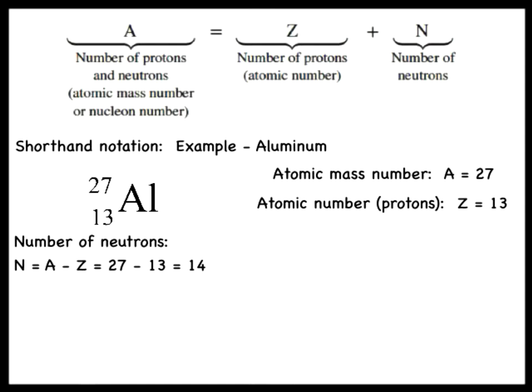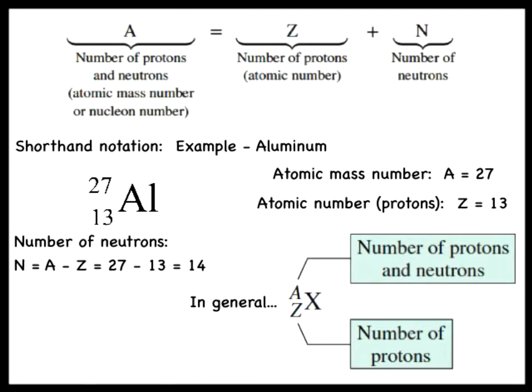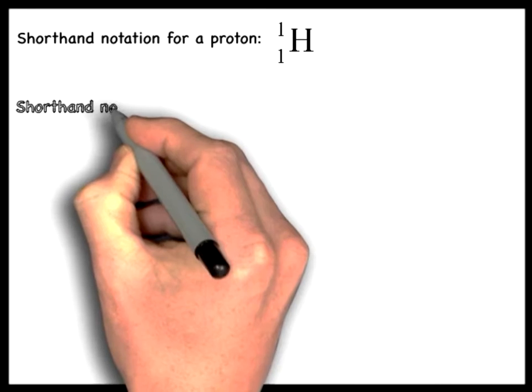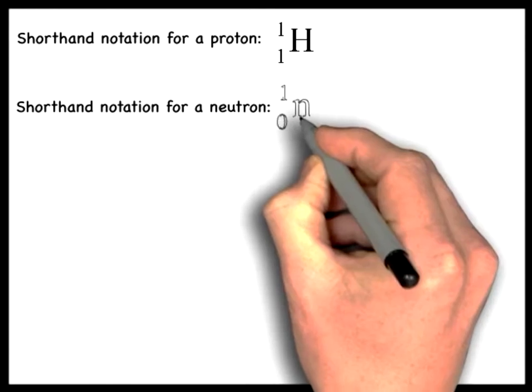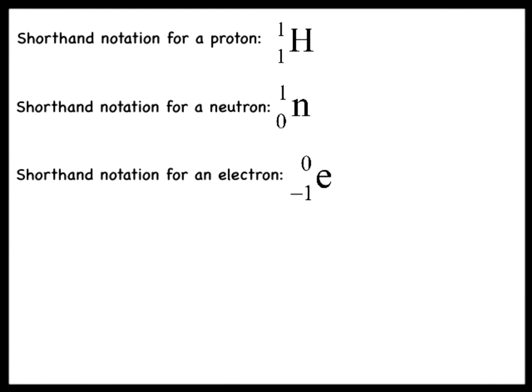In general, for an element whose chemical symbol is X, the symbol for the nucleus is given by the following. A proton is represented by the following symbol, since the proton is just the nucleus of a hydrogen atom. A neutron is denoted this way. For the electron, we use the following, where A equals 0 because an electron is not composed of protons or neutrons, and Z for the electron is equal to minus 1, since the electron has a negative charge.